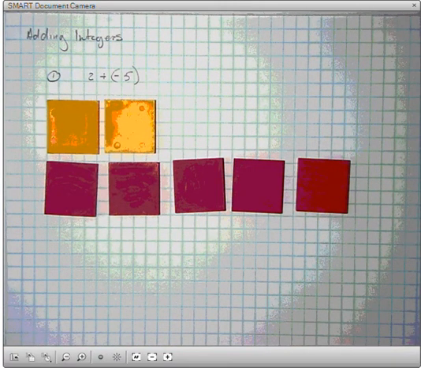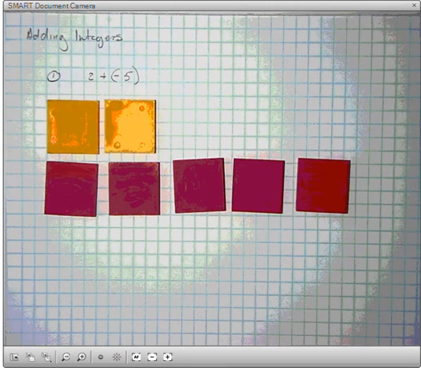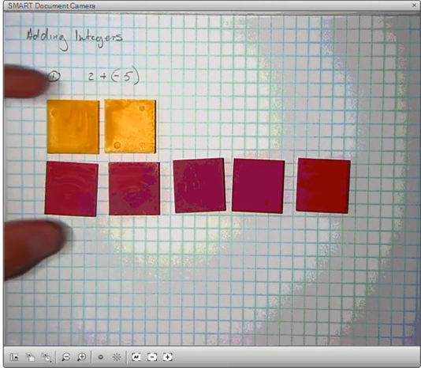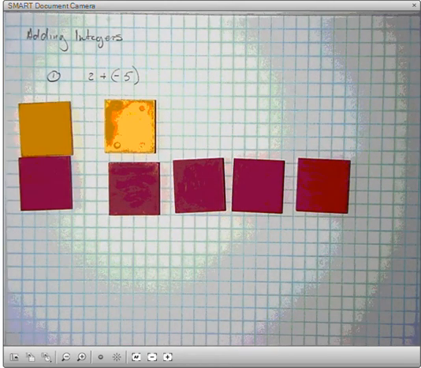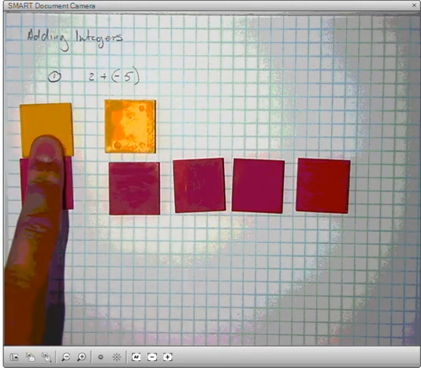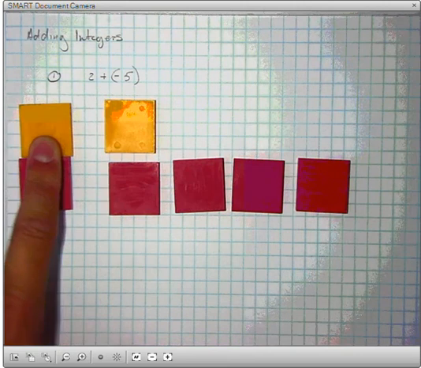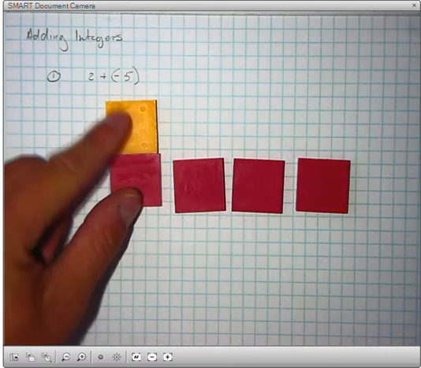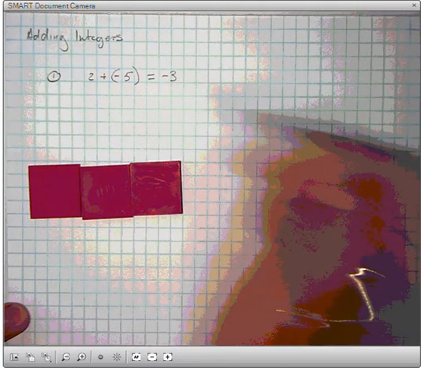So I've got 2 positive tiles and 5 negative tiles. What do you think it equals when I put a negative and a positive together? Is that 0? That is 0. That is what we call a 0 pair. Together, the pair of them equals 0. They just kind of cancel each other out. So those cancel each other out. I've got another 0 pair. What am I left with? Negative 3, like with negative 3 tiles. So my answer here is negative 3.